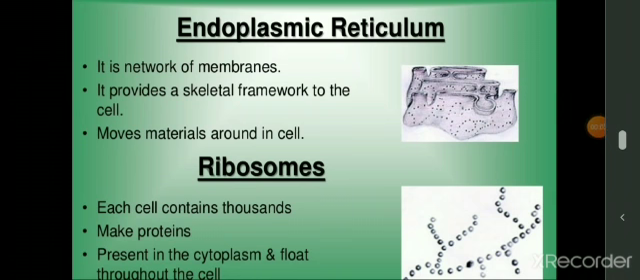Cells also contain an endoplasmic reticulum. As you can see in the figure, these are the network of membranes. They provide a skeletal framework to the cell, means stiffness to the cell, and some materials can move around the cell because of this. It provides a channel, a road. Then there are round structures present inside the cell. These are called ribosomes. Their main role is to prepare the proteins for the cell.